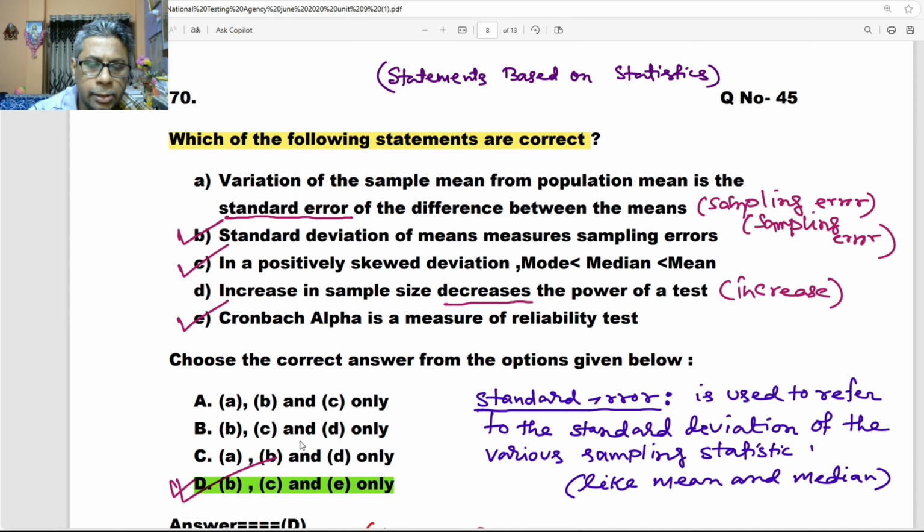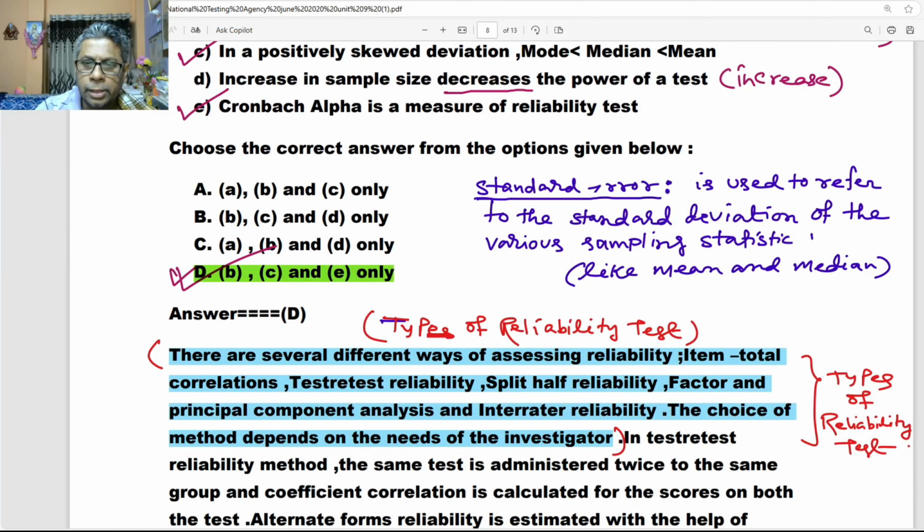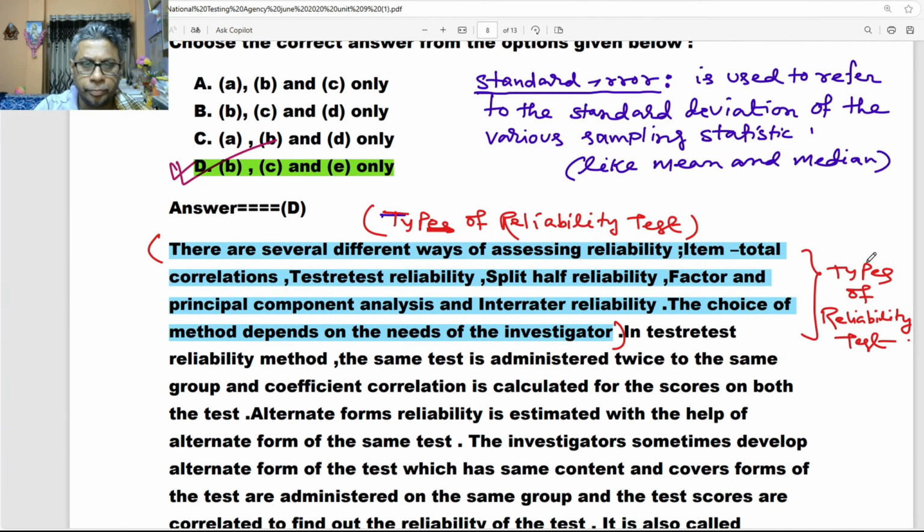And increasing the sample size decreases the power of the test. It is not so; increasing the sample size increases the power of the test. So B, C, E is right. Standard error is used to refer to the standard deviation of various sampling statistics like mean and median.